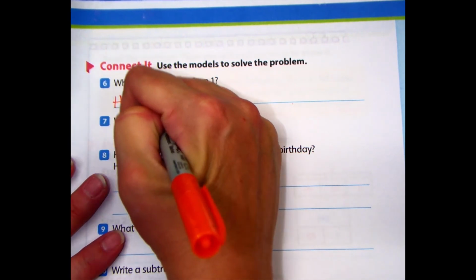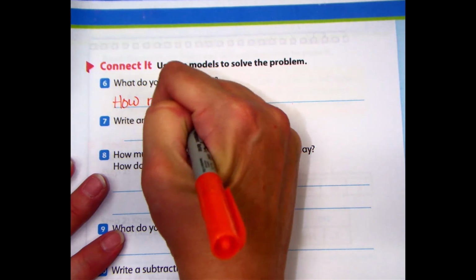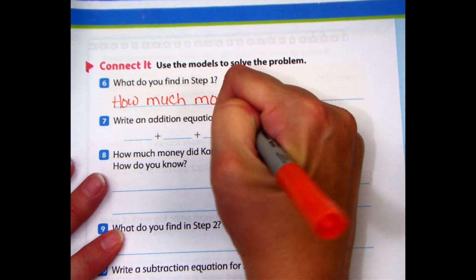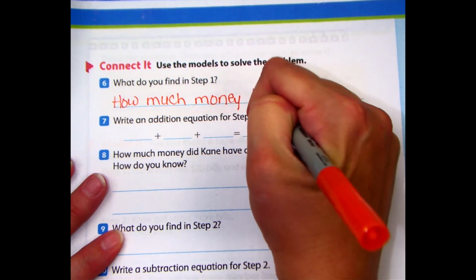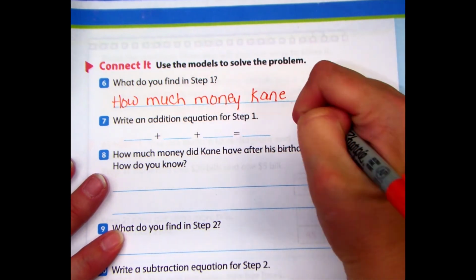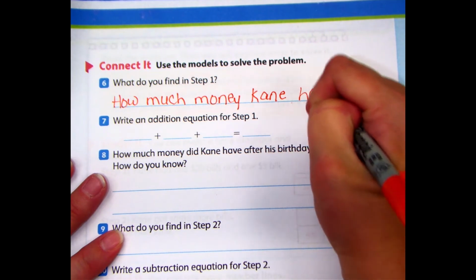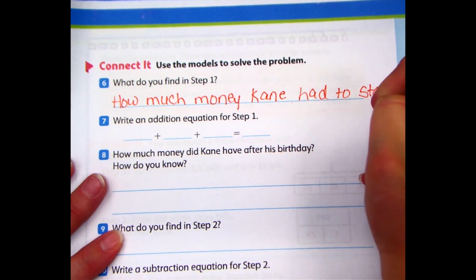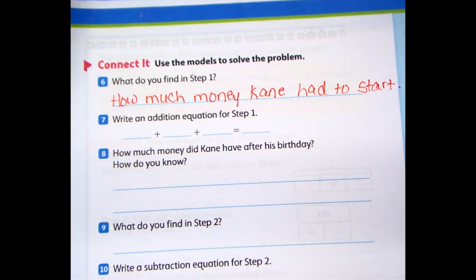How much money Cain had to start. Okay, that is our first step. Counting up how much money he had to begin with.